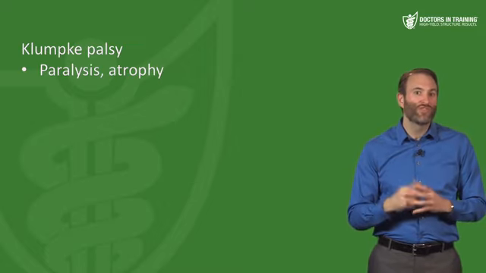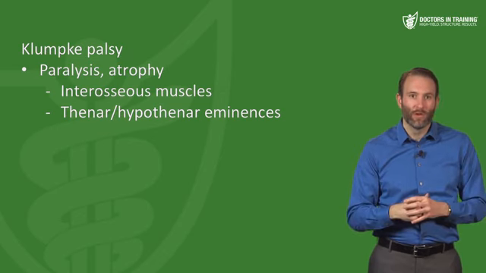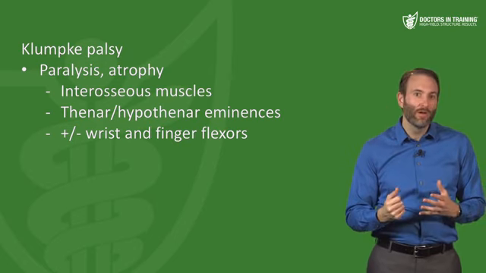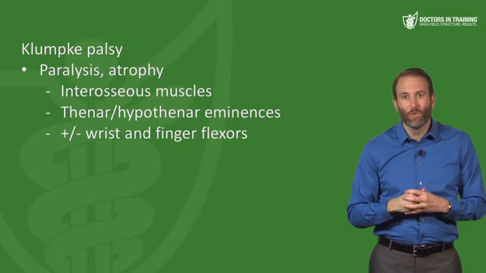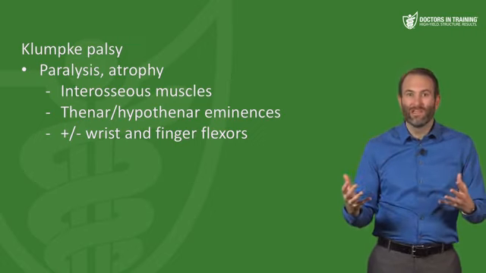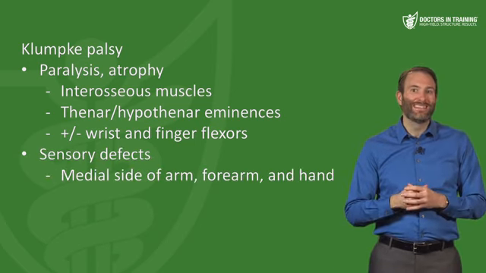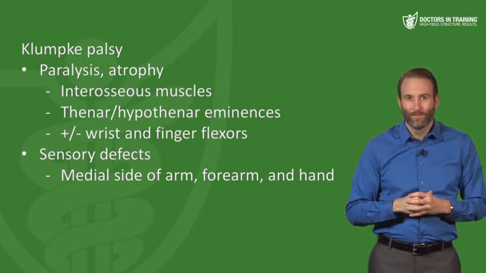Now, when an injury to C8 and T1 occurs, there is subsequent paralysis of the intrinsic muscles of the hand. So you've got to think about the interossei, the thenar, and the hypothenar muscles. There's also potential paralysis of the flexors of the wrist and the fingers. Now, the classic, very severe presentation is going to be a supination of the forearm with wrist and fingers flexed. But you can also see wrist and finger weakness leading to a virtually flail hand and wrist. Now, there's also going to be sensory deficits on the medial side of the arm, forearm, and hand.